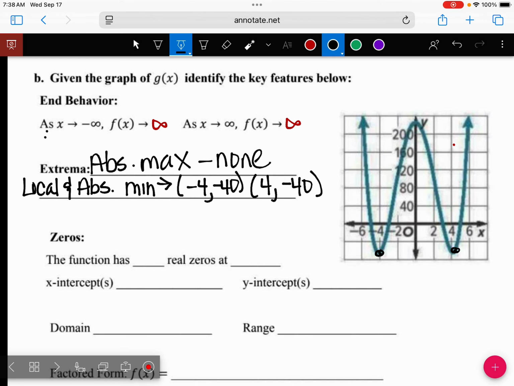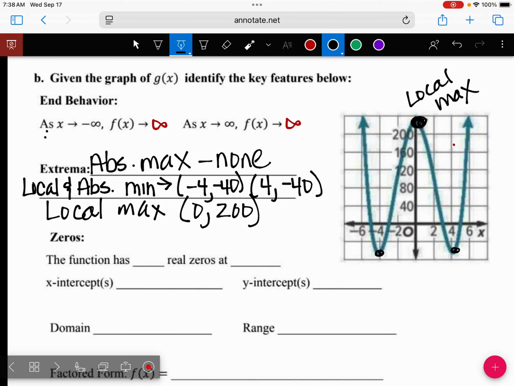All right. Then we do have a hilltop. The hilltop looks like it's at 0, 200. I'm going to just call it 200, even though it's a little bit higher. We're going to call that the local max, and that's this point right here. And this is your absolute and local min.